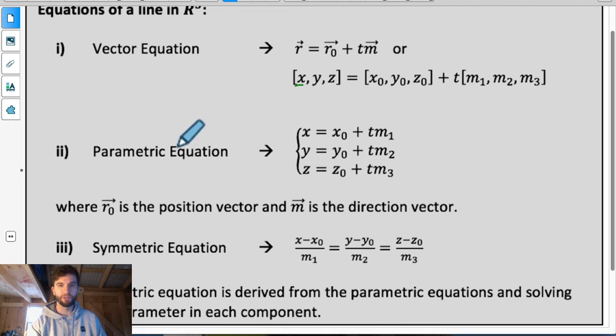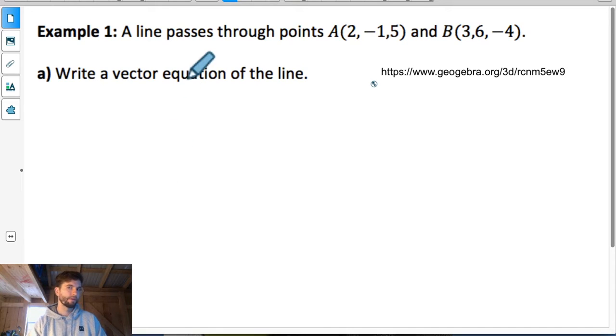We won't worry about the symmetric equation. We're just going to focus on vector and parametric equations. So let's do 2 examples. Example 1, let's find the equation of a line that passes through these 2 points. So if we want the equation of a line that passes through those 2 points, we're going to need to know a direction vector, a vector parallel to the line, and also a position vector, a vector that points to a point on the line.